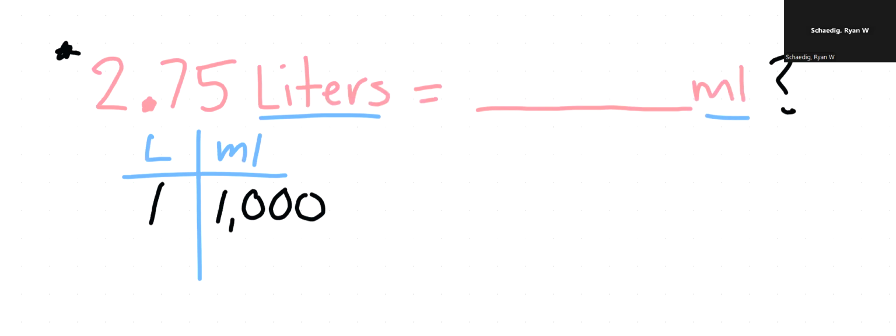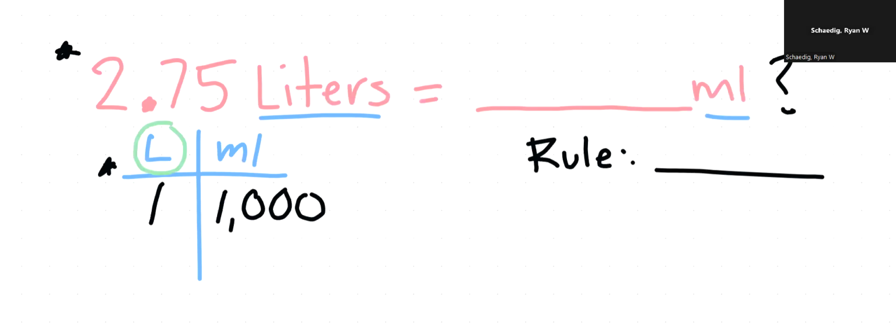Now, this is what helps me make my rule. So let's see. I'm going to put that right here. I'm going to say rule. And if I look at my rule, this is what it states. I start over here with my X. I always say the first one in a T-chart is an X. And in this case, not to be too confusing, I'm going to say L. Well, if I take my liters and I go from 1 to 1,000, then I'm getting larger, right? So that tells me I'm multiplying.